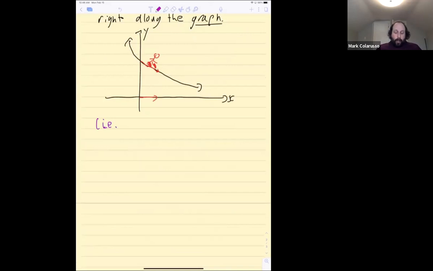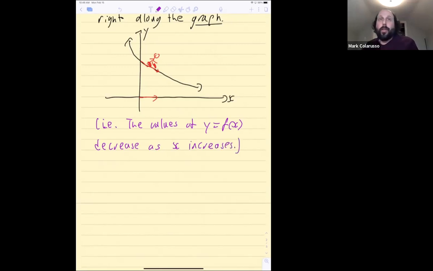i.e., the values of f at x decrease as x increases. Okay, so that's increasing and decreasing.